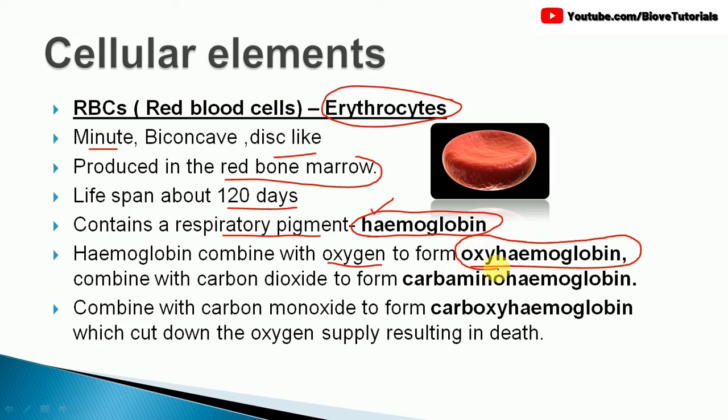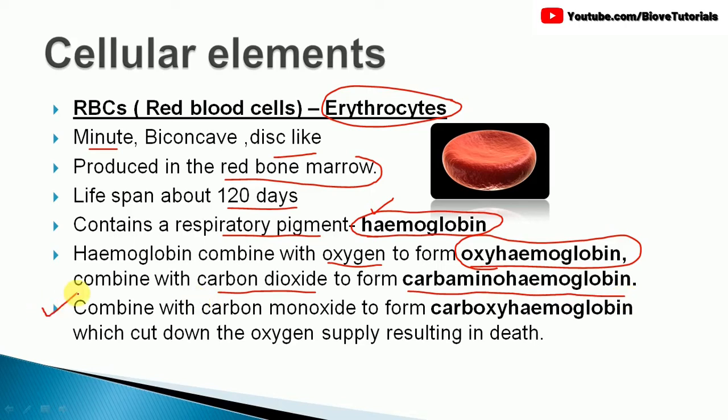And as soon as it combines with oxygen to form oxyhemoglobin, which is unstable, it immediately releases that oxygen to the tissues, if required by the tissue. So that tissue will get the oxygen. And sometimes hemoglobin combines with carbon dioxide to form carbaminohemoglobin.